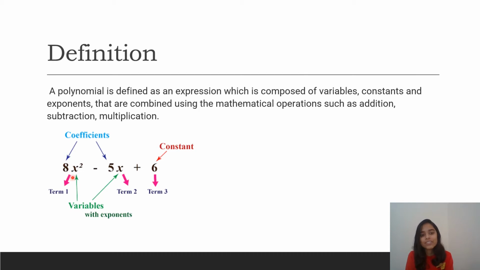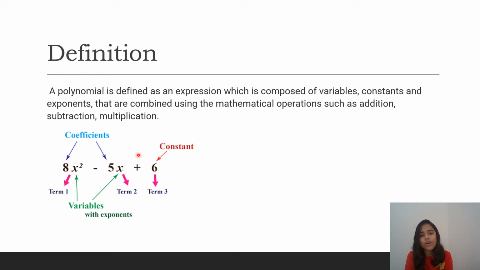Here x is the variable. In the first term, x is raised to power 2, that is, the exponent is 2. Then there is a subtraction sign. Then x is raised to power 1 in term 2.